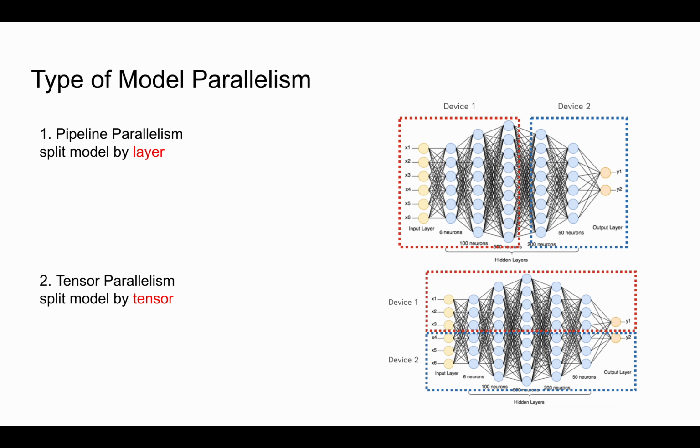Furthermore, in model parallelism, there are also two types of approach. First is pipeline parallelism, which splits the model by layer. In this picture, GPU1 handles layers 1, 2, 3, and GPU2 handles layers 4 and 5. Second is tensor parallelism, which splits the model by tensor. In this picture, GPU1 handles the upper tensor of all layers, and GPU2 handles the lower tensor of all layers.